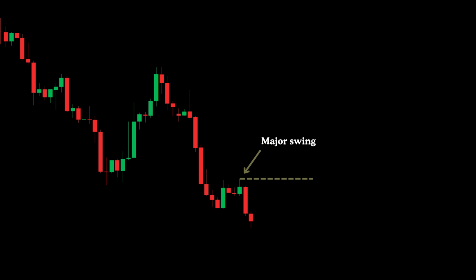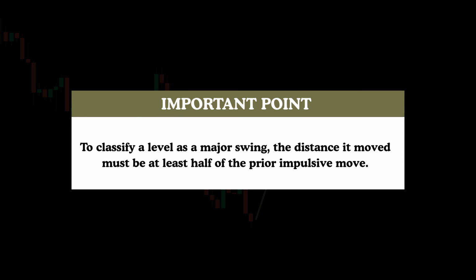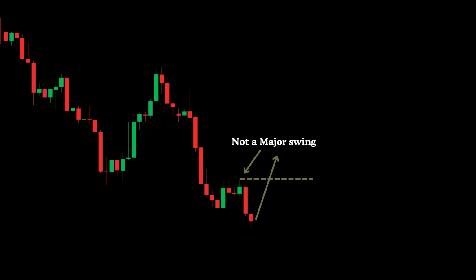The issue with this move is that it does not have enough distance covered by the price. If you measure the previous impulsive movement, it is over 60 pips, while the latest one is only 20. Therefore, this high does not qualify as a major swing, and breaking above it does not confirm a valid change of character. So here is an important point. To classify a level as a major swing, the distance it moved must be at least half of the prior impulsive move. This is our third and final rule for identifying major swing points.